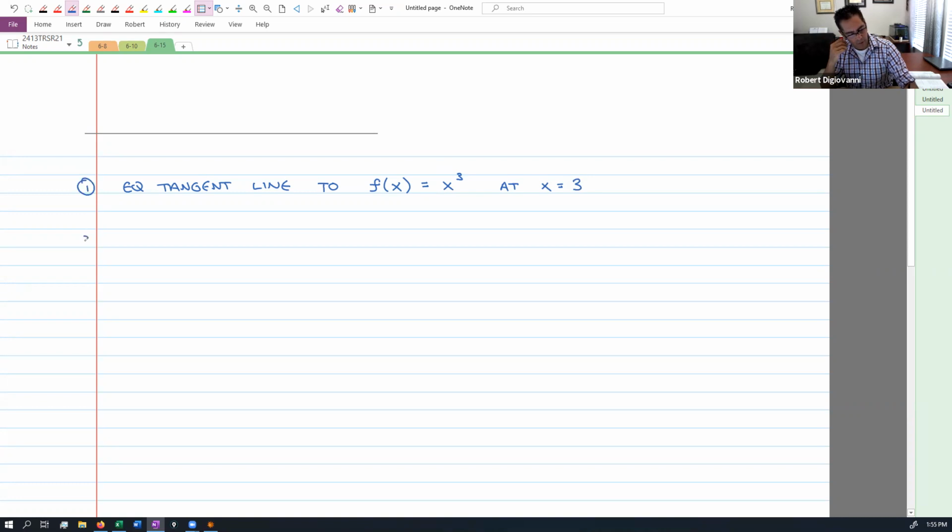And then for 2, I want the equation of the tangent line to f of x equals the square root of x plus 1 at x equals 8. Take a moment to do that.